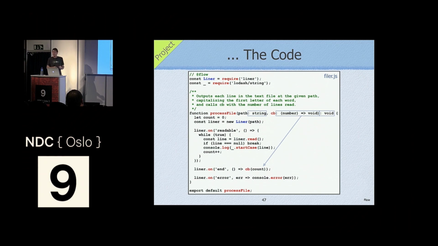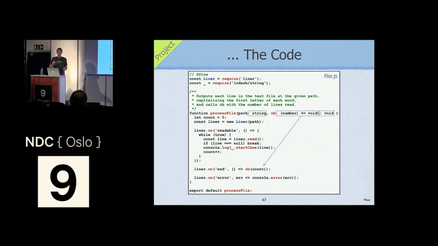So I set my count at 0. I create a Liner object. I tell it about the path. Then I have to register for some events. When I get a readable event, that means that there's some text for me to read. I've got some lines. And so as long as that remains true, I call liner.read, I get a line. I'll have to check to see, did I really get one? If I didn't, then I'm done with this event. But if I did, I'm going to call start case on it, convert the first characters to uppercase, and print it out and bump up my count by 1.